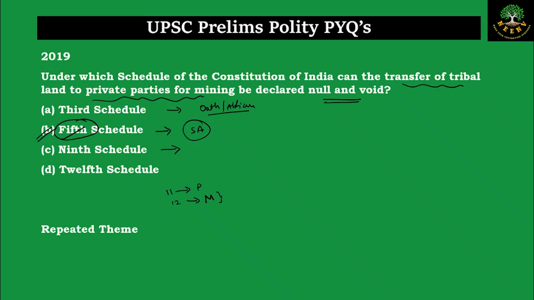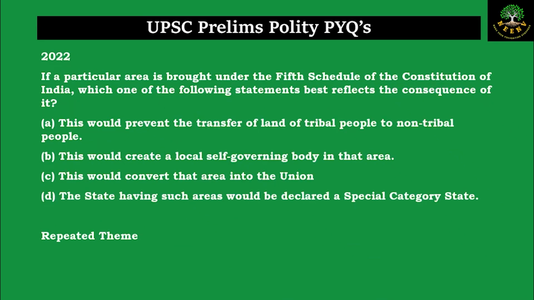So the question clearly asks us if the transfer of tribal land to private parties for mining can be declared null and void under which schedule? It is the schedule number 5. Let us discuss the next question.